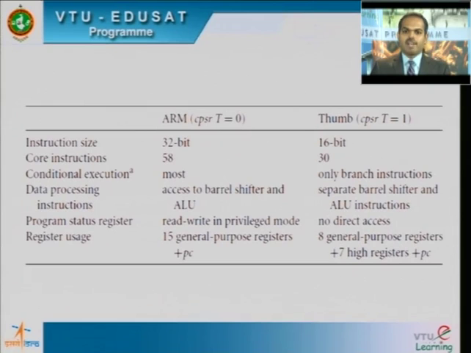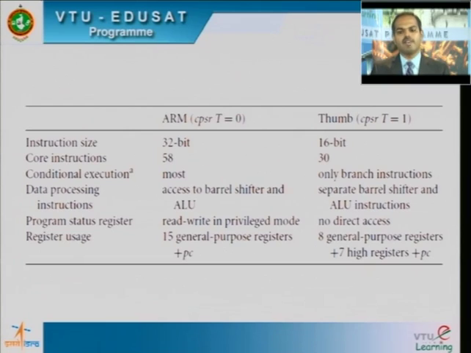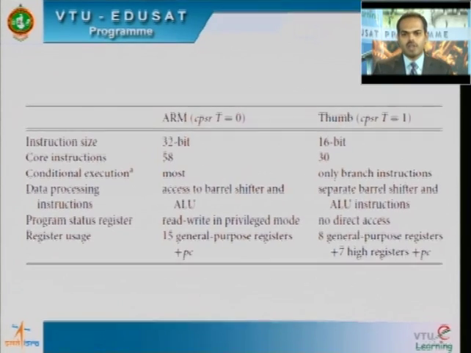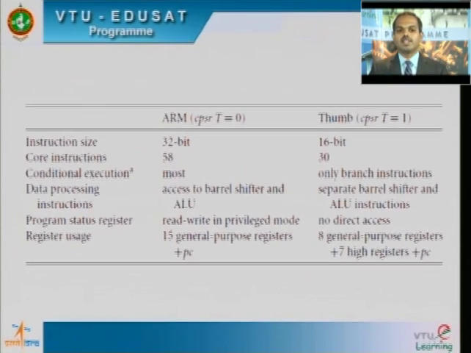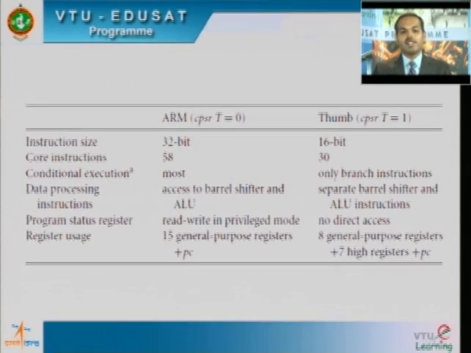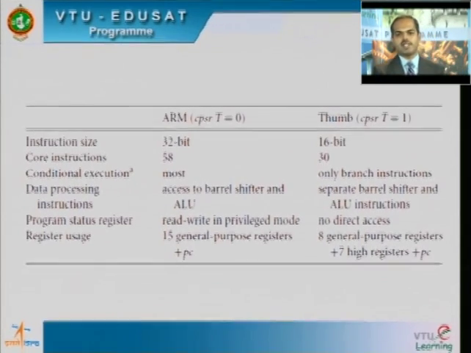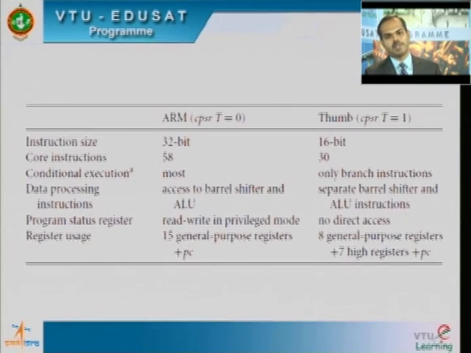In ARM state, we have a read and write privilege to the CPSR, but in thumb state, we can only have a read privilege, not a write privilege, or we cannot access the CPSR in the thumb state directly. When we come to registers, as we have studied in module 4, there are 15 general purpose registers with one program counter in the ARM state. In the thumb state, these 15 are split into 8 general purpose registers plus 7 higher registers. That makes it 8 plus 7, 15 plus PC, right?